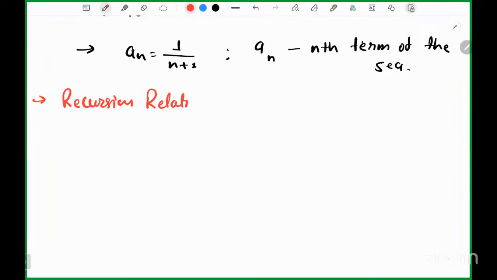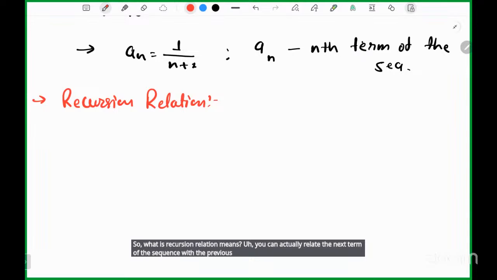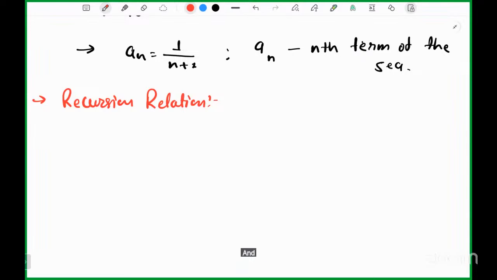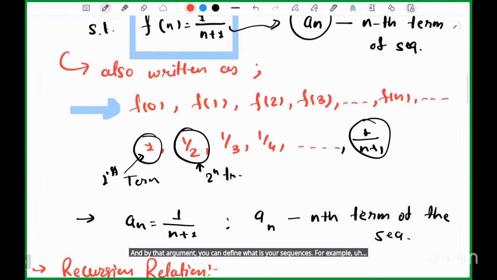So what does recursion relation mean? You can relate the next term of the sequence with the previous term with some expression, and by that argument, you can define your sequence.